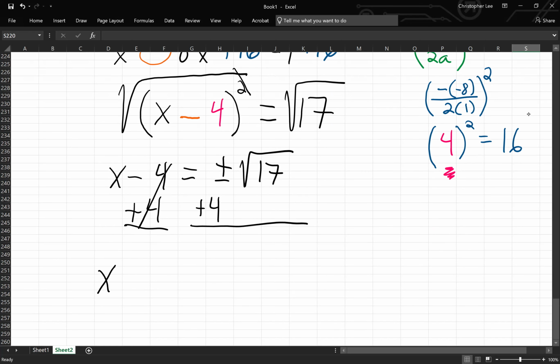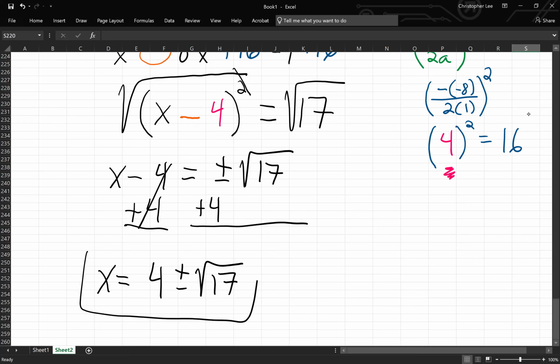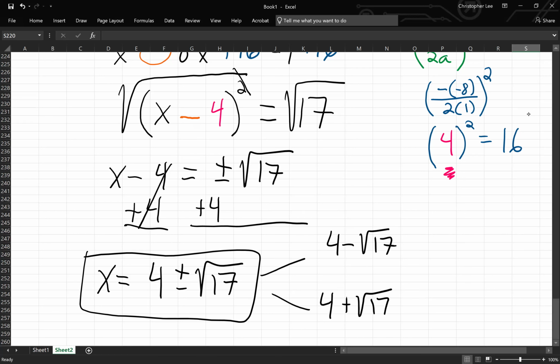Exactly. Well, x equals 4 plus or minus square root of 17, right? So now, just to let you guys know, I will accept an answer like this. You can also give me an answer like this: 4 minus square root 17 and 4 plus square root 17. I'll accept these two answers together, or you can give me this combo answer right here.